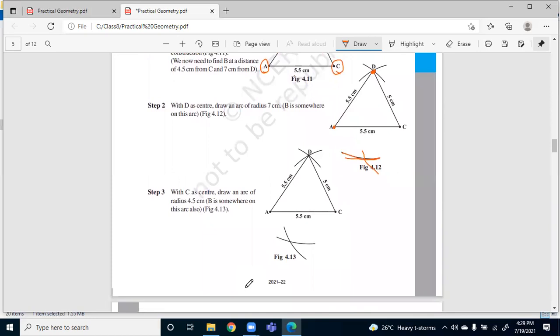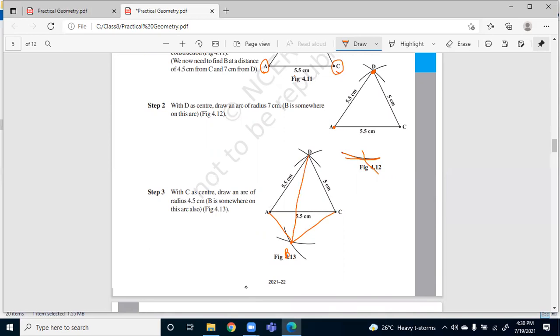So I can name this point as D, B. Now I will join AB and BC and also join BD. So this completes the quadrilateral.